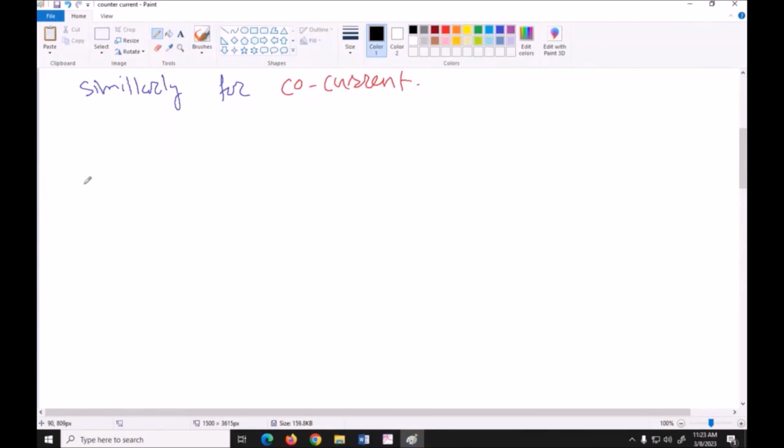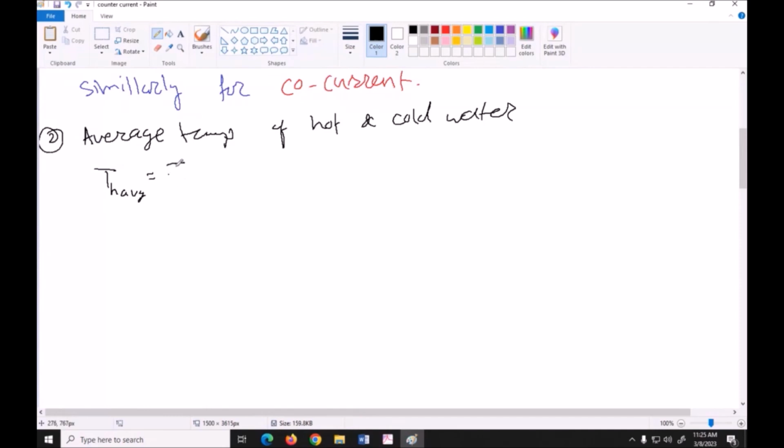So similarly, number one, the area is the same. Area is not going to change. Number two, I will find the average temperature of hot and cold water. So TH average is equal to THI plus THO divided by 2, which is 39.5 plus 36.7 divided by 2, equal to 38.1. As I told you before, it is the same.